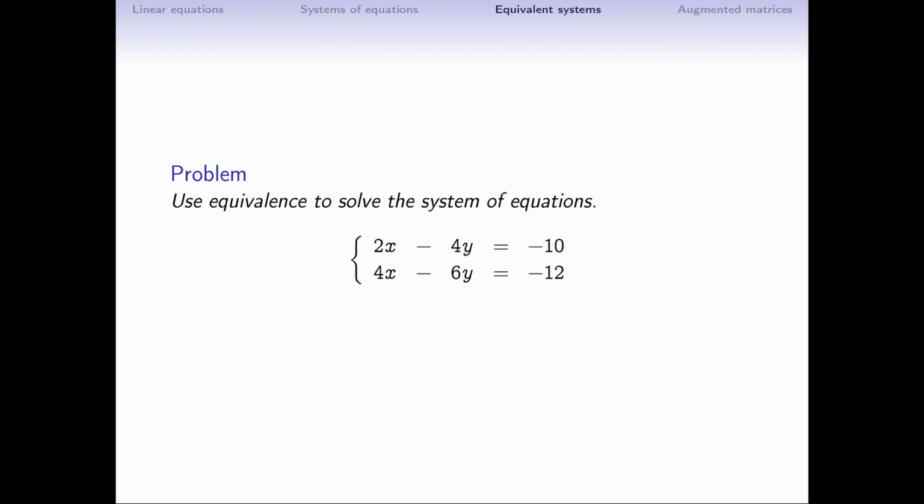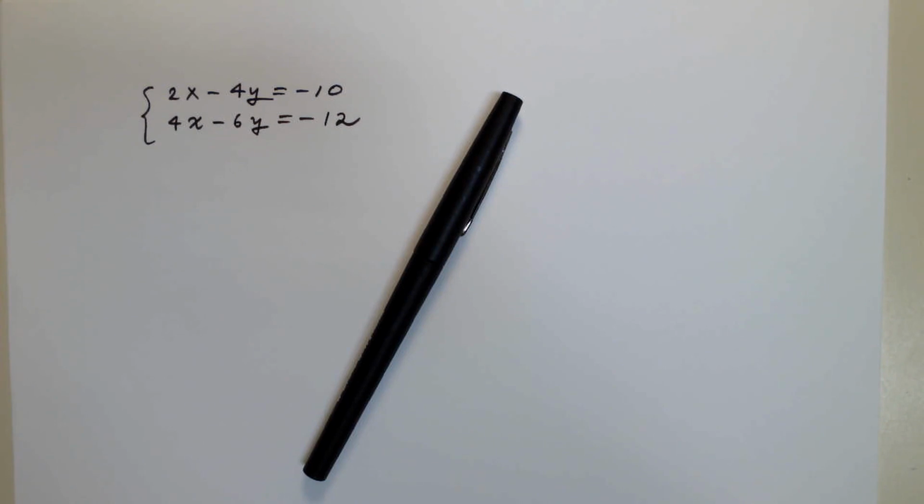Let's work a problem together. Let's use equivalence to solve the system of equations. Our first equation is 2x minus 4y equals negative 10, and our second equation is 4x minus 6y equals negative 12. So join me at the document camera, and I'll show how we can use equivalence to solve this system of equations. Welcome to the document camera.